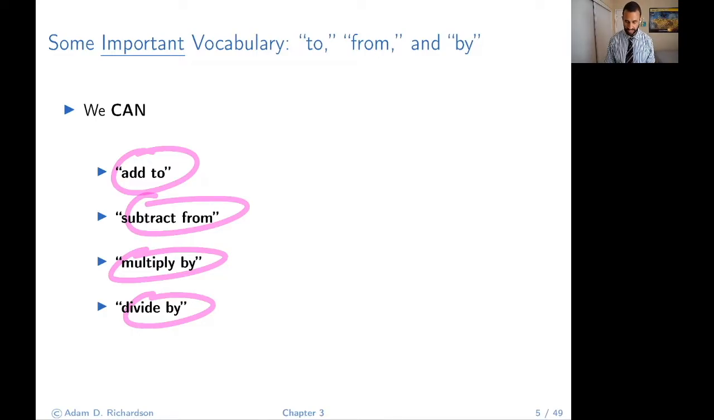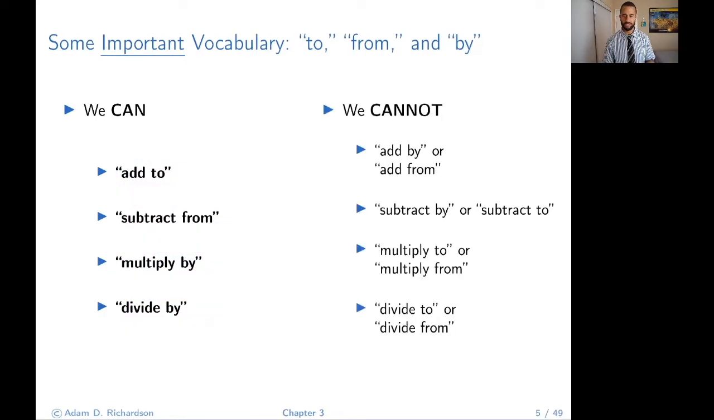In contrast, here are the things that you cannot do. These are the no-nos. Do not use these phrases. You can't add by or add from. In fact, let me go ahead and use a different color here. You can't add by and you can't add from. So you don't want to say like, oh, add by 4, add by 6. That's a meaningless sentence. That doesn't make any sense. You can't subtract by or subtract to. So that's another thing. You wouldn't say, for example, let's use 11 minus 3 equals 8, you wouldn't say subtract by 3. That doesn't make any sense. That's not proper grammar, so you can't use that.